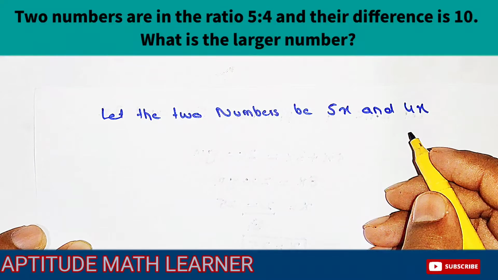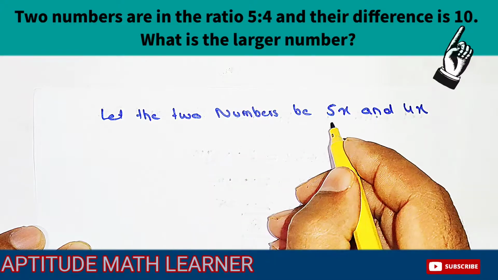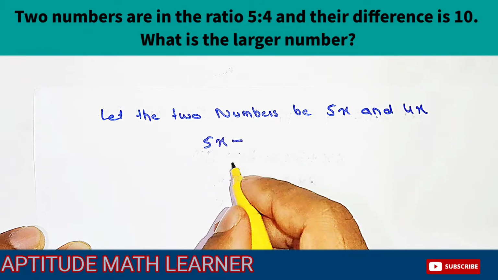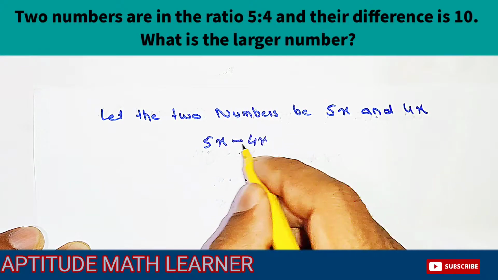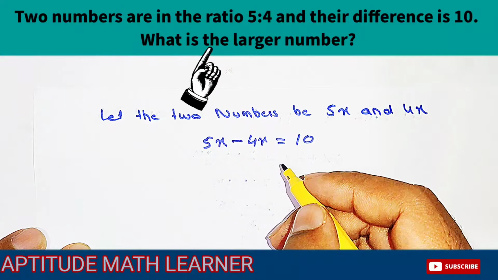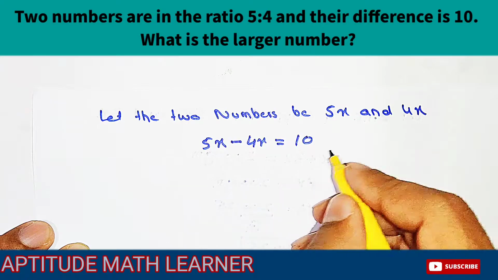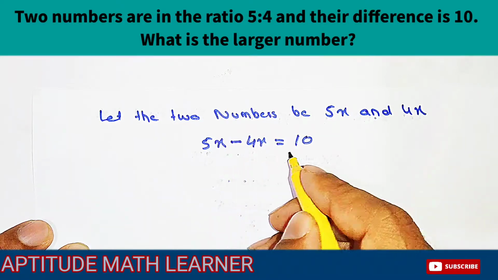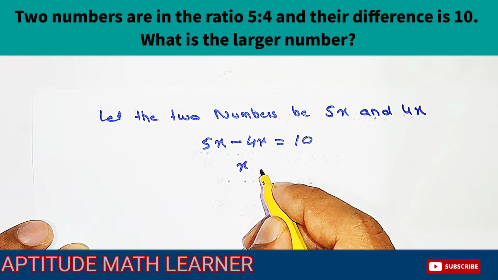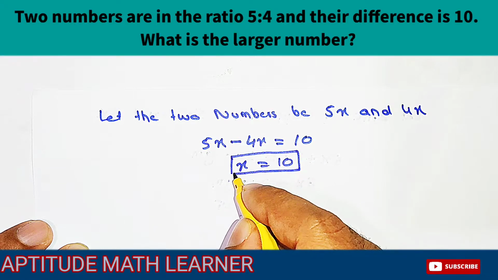In the next part, the question says their difference is 10. So this is the first number, 5x, and for the difference we take minus 4x, so the difference is 10. So what is the larger number? We have to find out the larger number, but before finding the larger number we have to find the value of x. So 5x minus 4x becomes x is equal to 10. So this is the value of x.